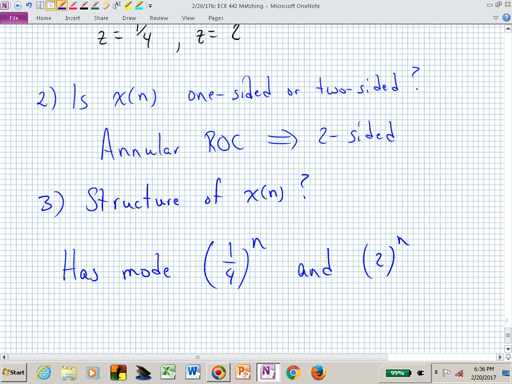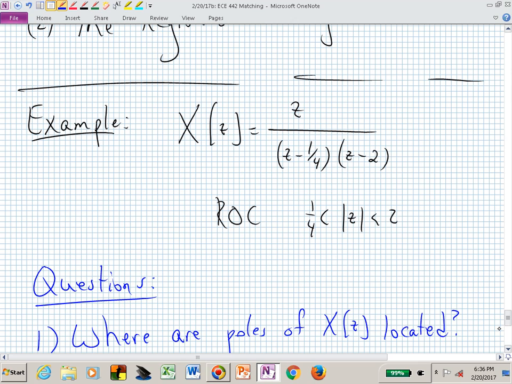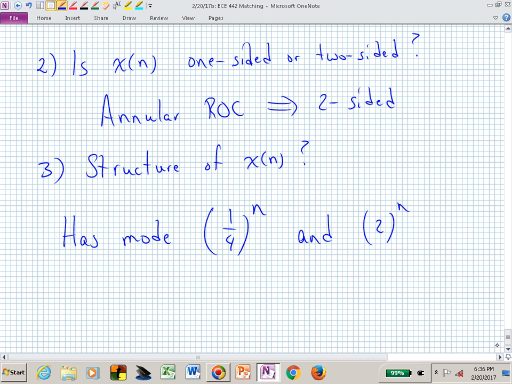Where is the region of convergence relative to that pole at 1/4? Can you see the picture without me drawing? My drawing might confuse you anyway. Where's the region of convergence for the pole at 1/4? Interior or exterior to the pole? So the region of convergence is exterior to the pole, and what does that mean? So now we have a right-sided sequence, or n greater than or equal to 0.